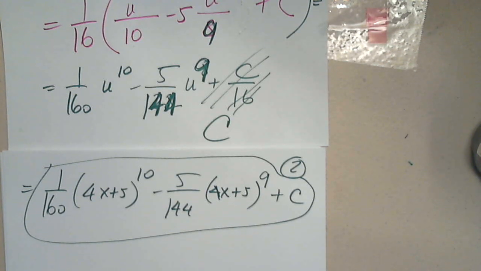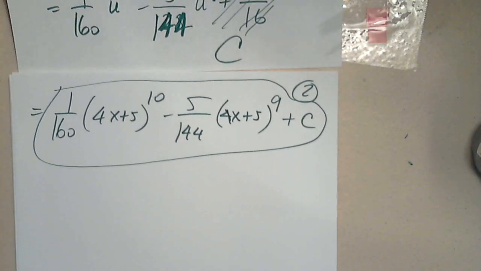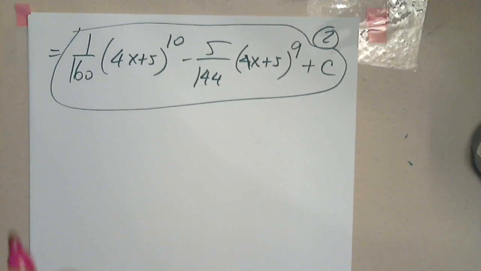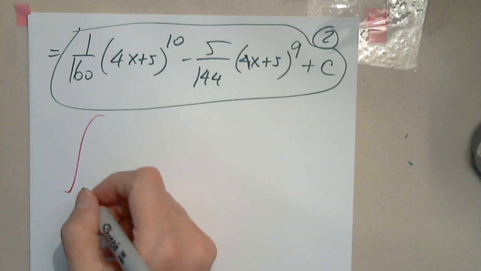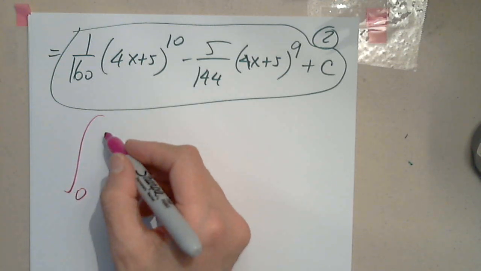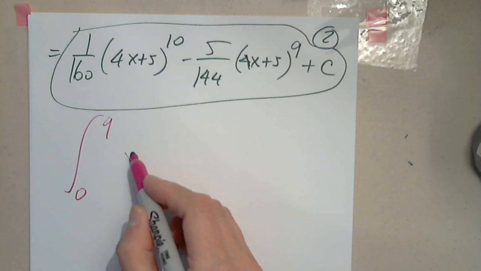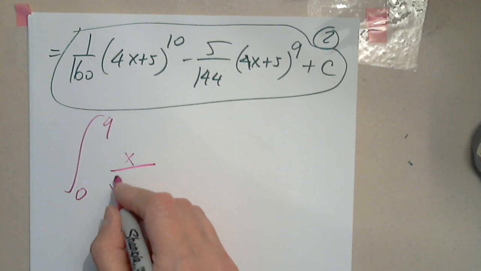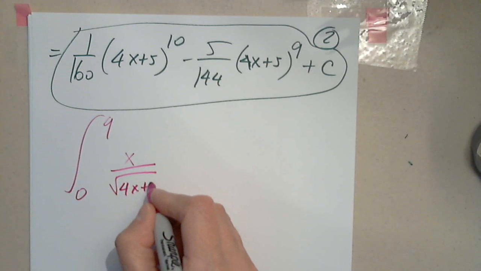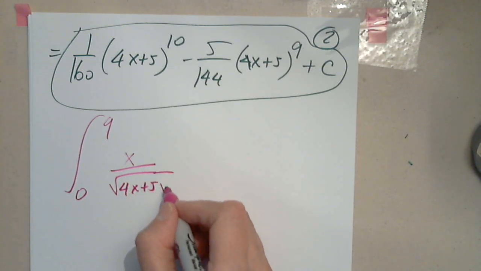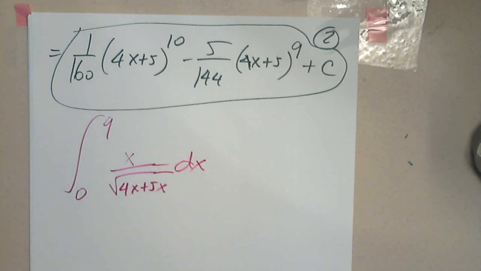Yes, please. It's also from 5.4. Very good. About the definite integral. We have a lower limit of 0 and an upper limit of 9, and this is x divided by the square root of 4 plus 5x. I'm sorry, it was 4 plus 5x. Sorry about that. I'll erase it. Yep. Well, with no 4x. Yeah.